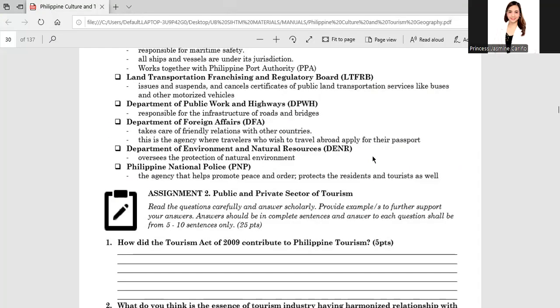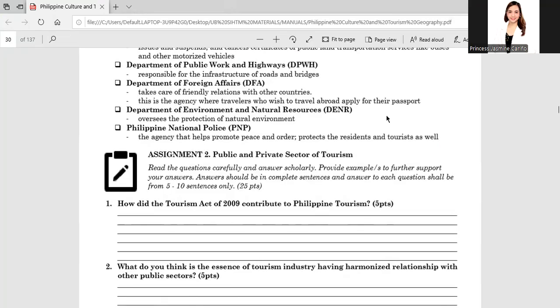All right, so let's go back. The Department of Environment and Natural Resources, or your DENR, oversees the protection of the natural environment. If you want to build a house or buildings for your businesses, the DENR is one of the agencies that you have to face, because they are going to check whether you're cutting trees and things like that. And lastly, the Philippine National Police, or the PNP, is the agency that helps promote peace and order and protects the residents and tourists as well.